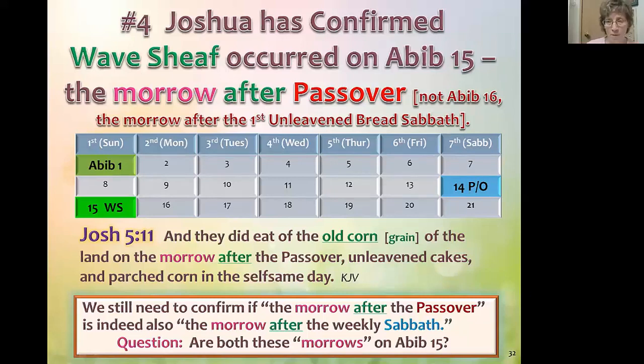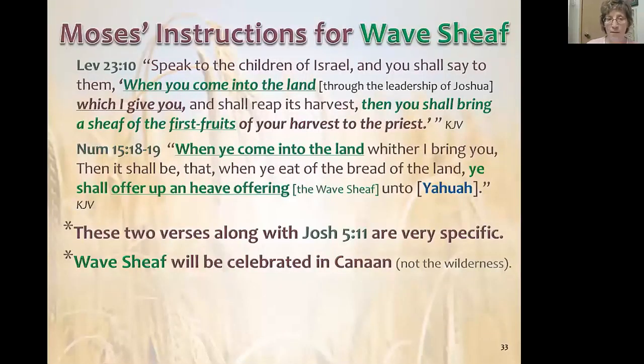But we still need to confirm if the morrow after the Passover is indeed also the morrow after the weekly Sabbath. And here's another question. Are both these morrows on Abib 15? That's what we want to find out. Moses gave instructions for Wave Sheaf in Leviticus 23, verse 10. He says, Speak to the children of Israel, and you shall say to them, when you come into the land, and that's going to be through the leadership of Joshua, when you come into the land which I give you, and reap its harvest, then you shall bring a sheaf of the first fruits of your harvest to the priest.